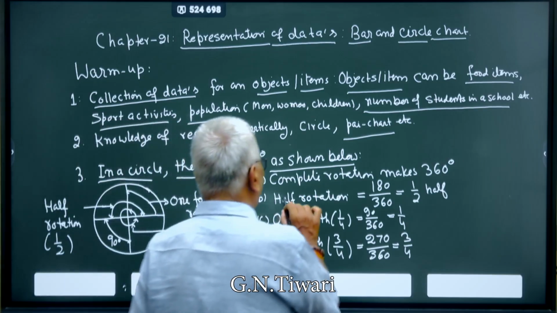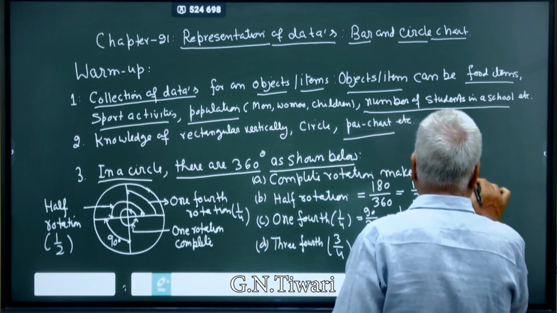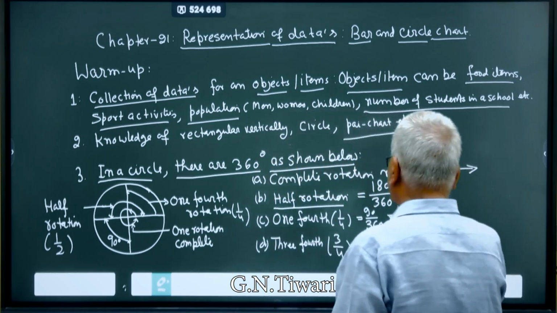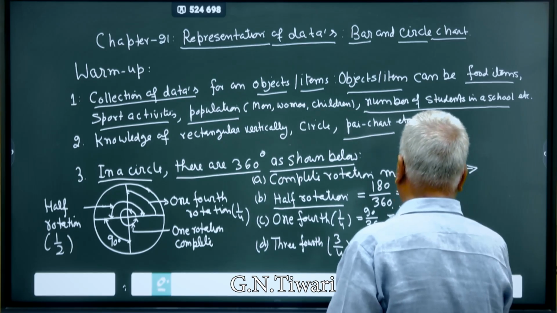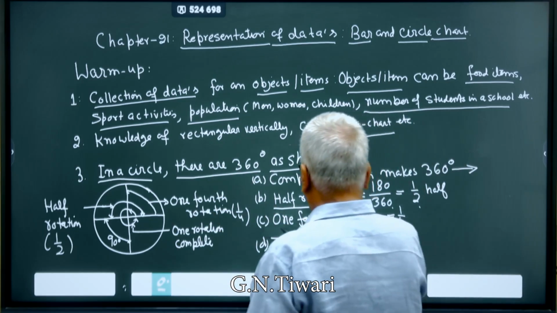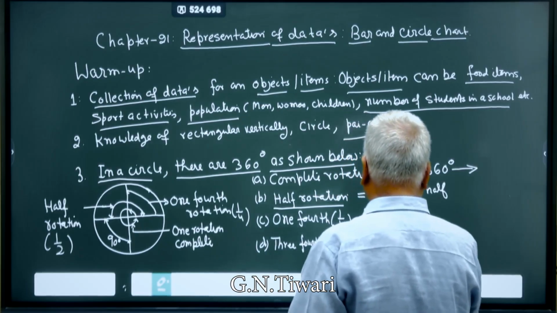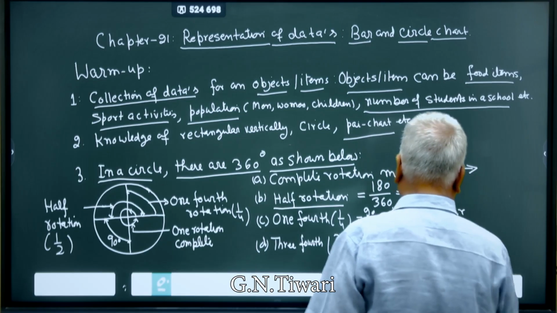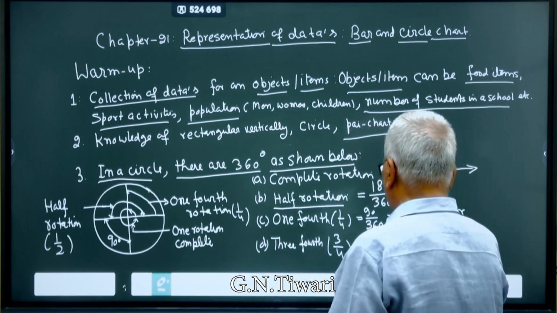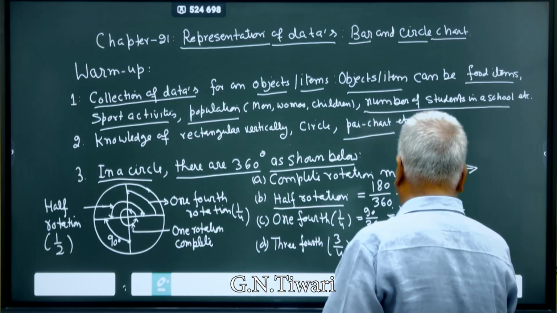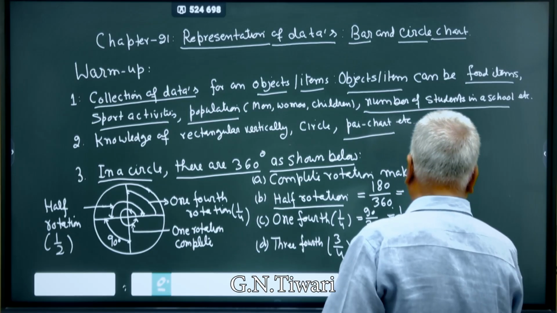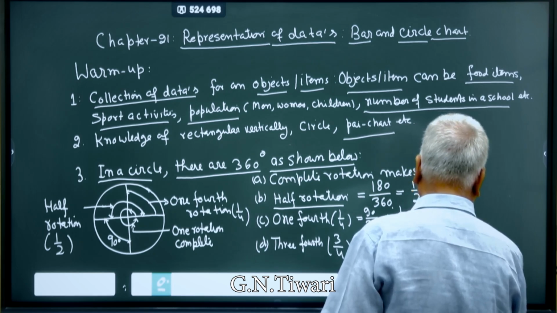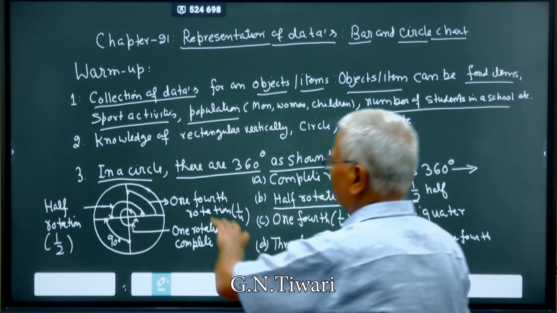So, how are we going to talk about division in 360? First, half rotation means 180 upon 360 is equal to half. It is called the half. 1/4 is equal to 90 upon 360. 1/4, sometimes it is also called quarter. This is 3/4, 270 upon 360, 3/4. These are the divisions in the pie chart here.